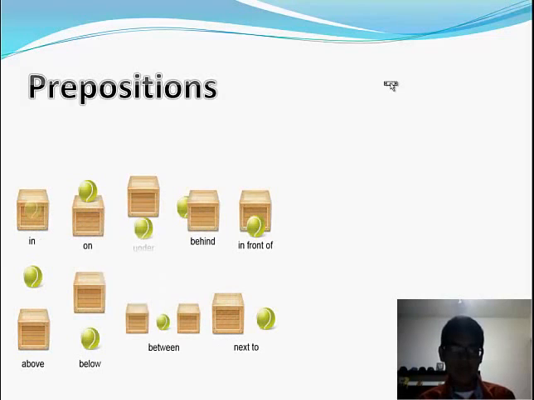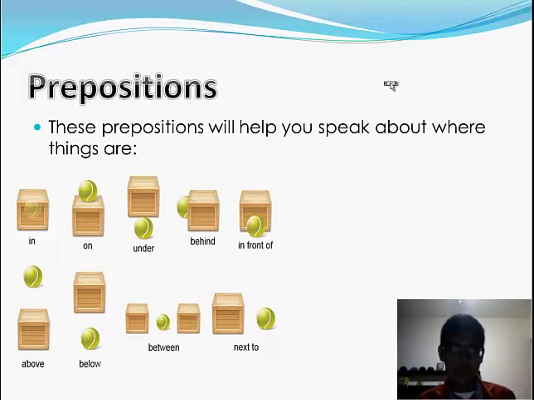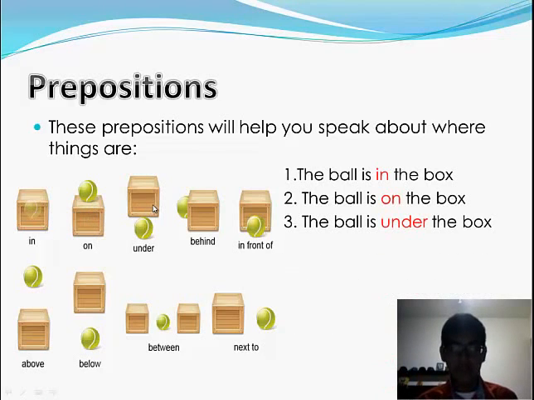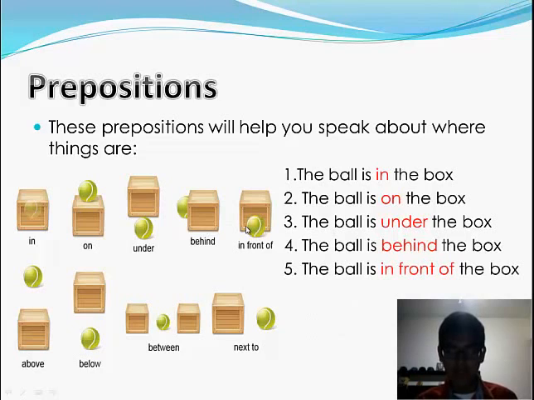Now the prepositions. These prepositions will help you to speak about where things are. In the first, here, the ball is in the box. The ball is under the box. The ball is behind the box. The ball is in front of the box.